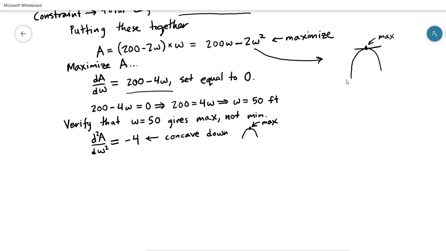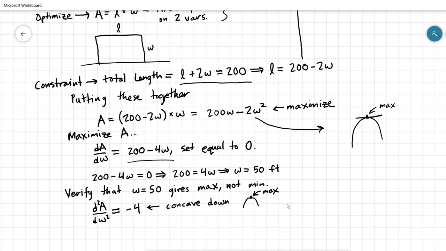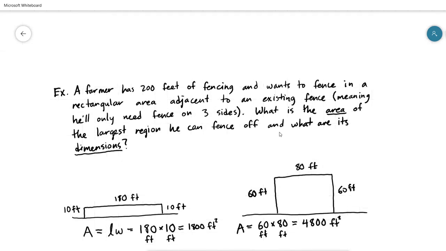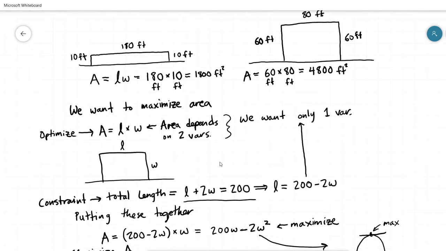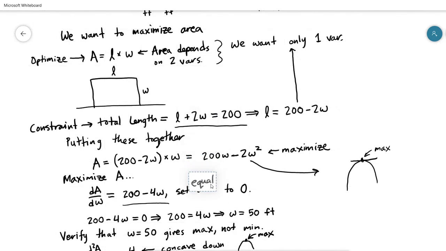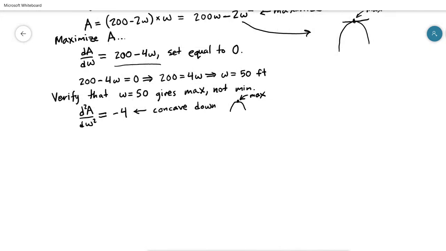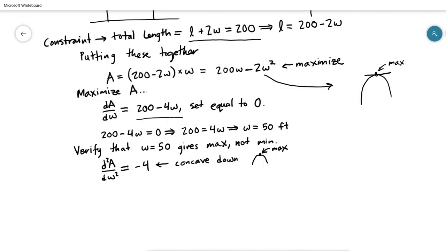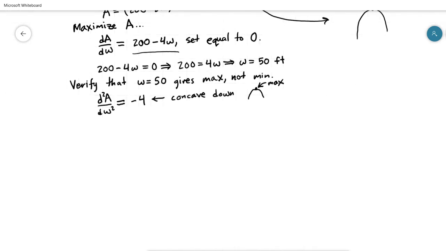So let's go back and figure out the remaining dimensions. If we go back up to the framing of the question, way back up here, there were two things that were wanted: the area of that largest region, as well as the dimensions. Well, we found one of the dimensions. We found W, so let's go back and figure out what L needs to be. Okay. So we need two things. We want the dimensions, and we want the actual area. So let's find both of these.